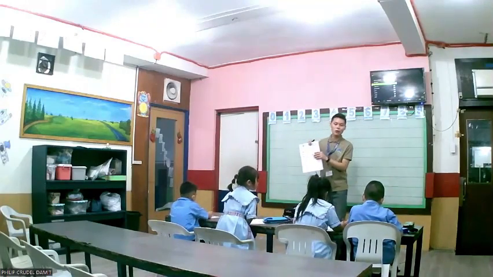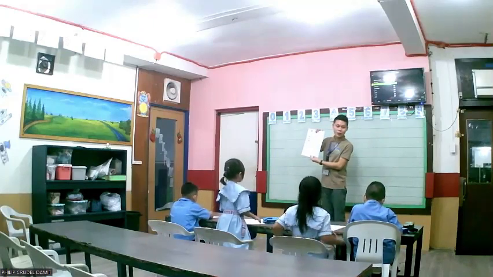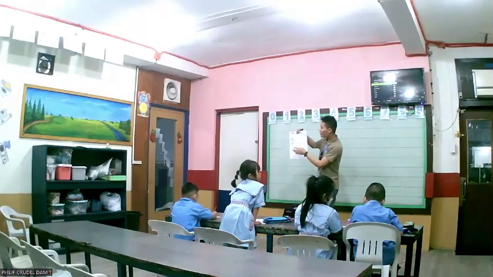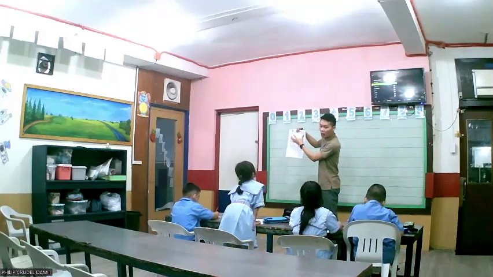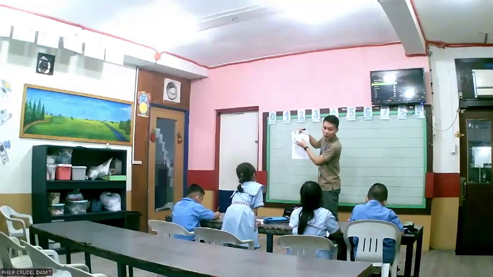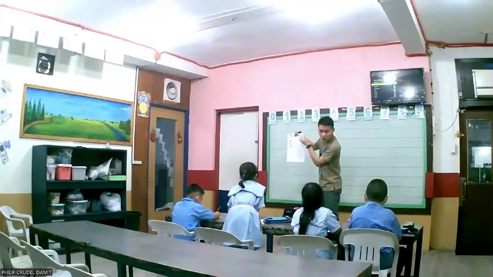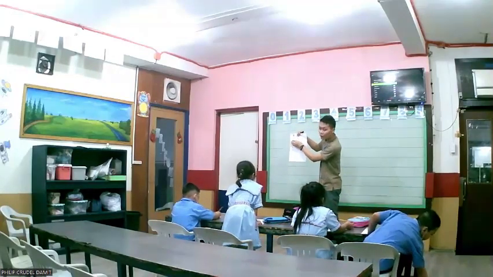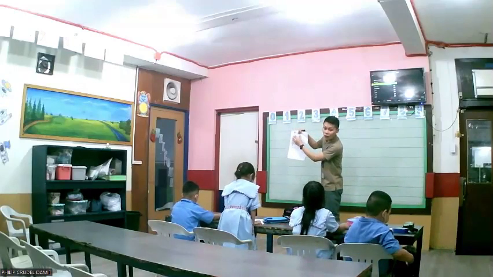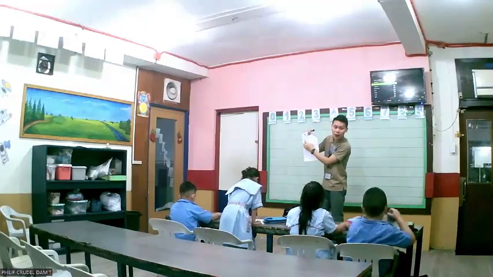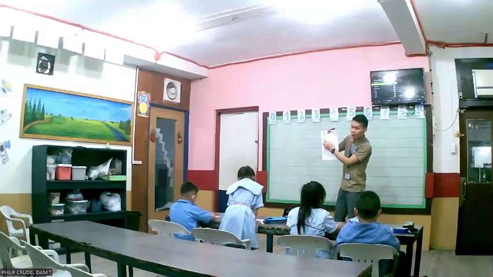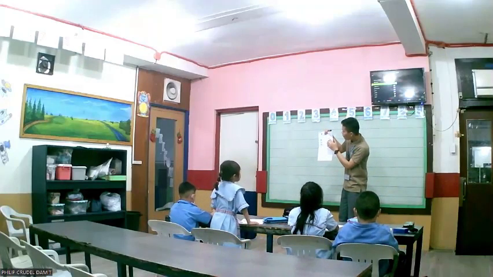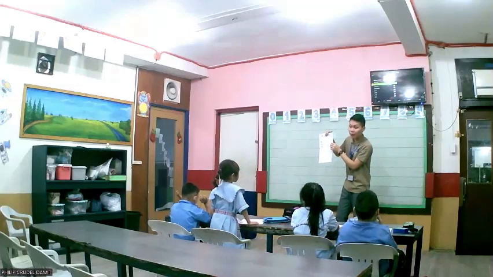Okay, wait lang. So here's the direction. Please wait for my instruction. In the first part of the writing exam, there are pictures of different objects, events, food. On the first column, the left column, we have the capital or uppercase letters: A, B, C, D, E. Then on the other side, we have the lowercase letters.